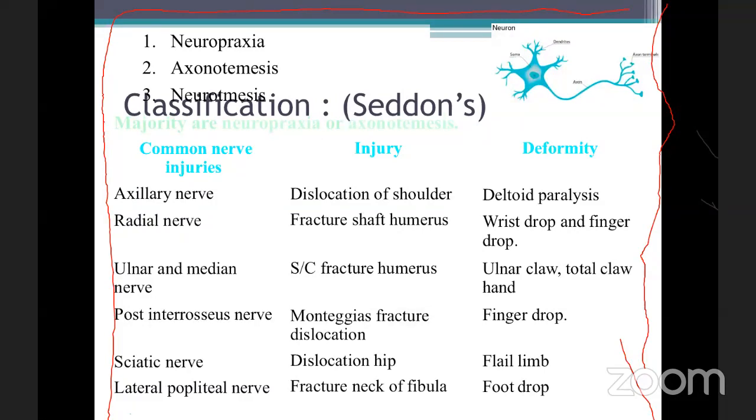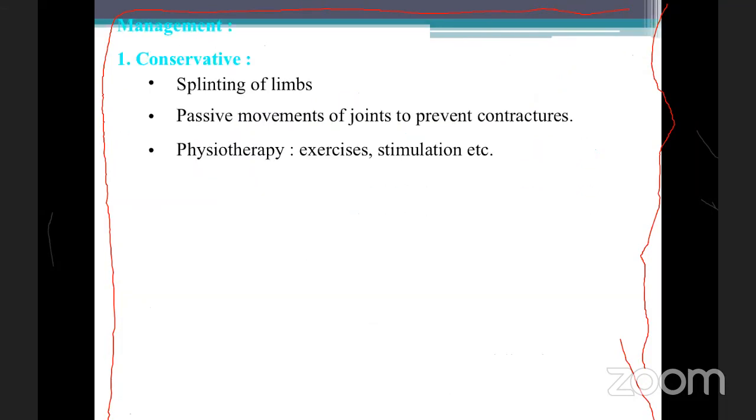Some of the common nerve injuries are depicted below as per the site of injury, like in dislocation of the shoulder, axillary nerve injury, which is most commonly denoted as the regimental badge sign, or radial nerve palsy in shaft of humerus fractures. So these are some of the common nerve injuries.